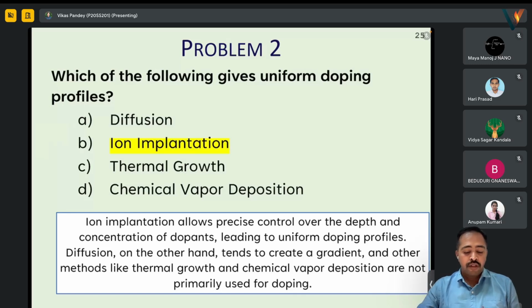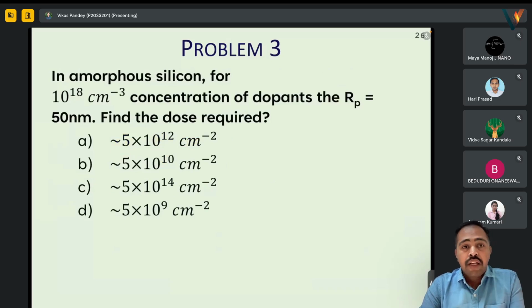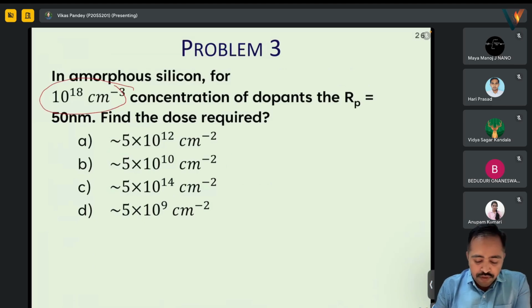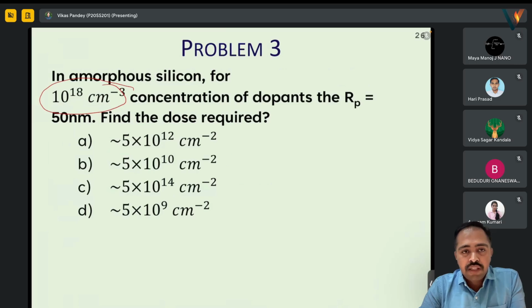Now let's come to one question where, in amorphous silicon, this is not crystalline. Amorphous silicon, say for 10 to the power 18 per centimeter cube concentration of dopant, the RP equals 15 nanometer. Find the dose required. What dose will be used to create this amorphous silicon with 50 nanometer RP? Anyone?